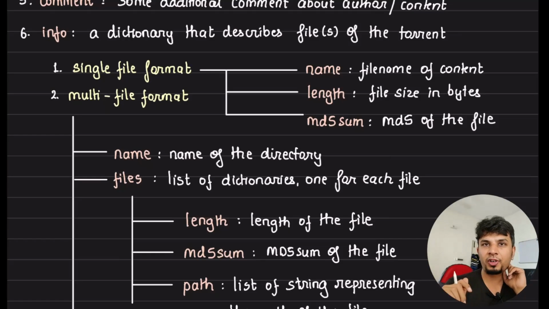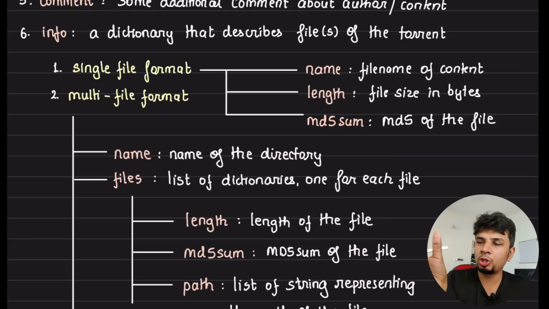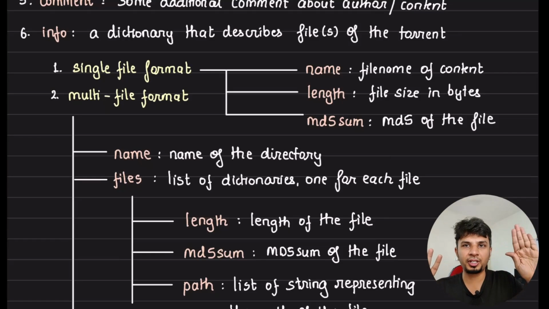So in a single file format, it would have the name of the file, the length of the file, which means how big your file is. So let's say the Ubuntu image is 600 MB, so it would be 600 something. And the MD5 sum of the file, so that you can validate if your file is downloaded correctly or not. That's the single file format, which has 3 fields in the info dictionary.